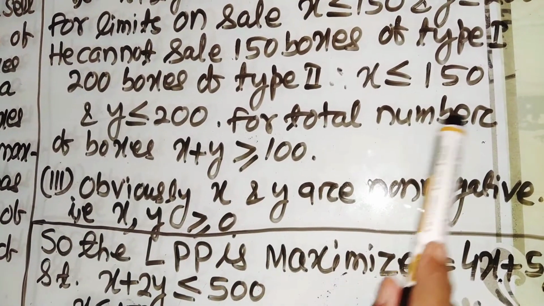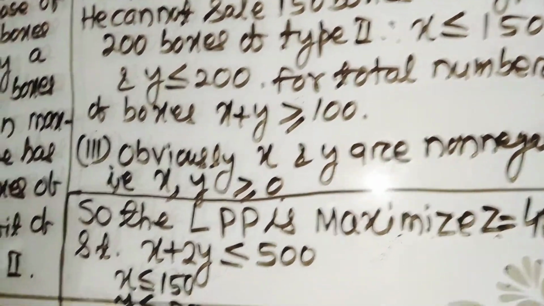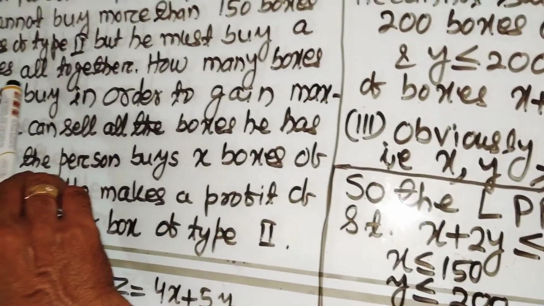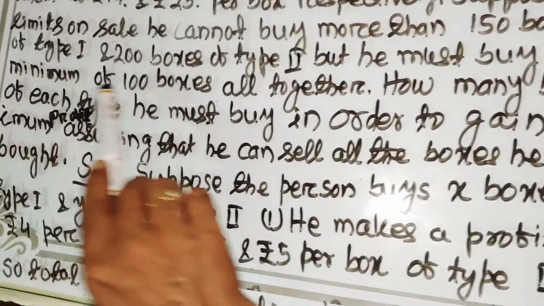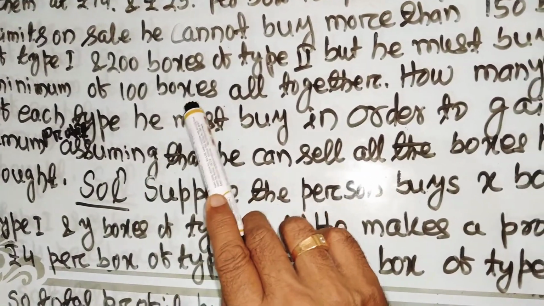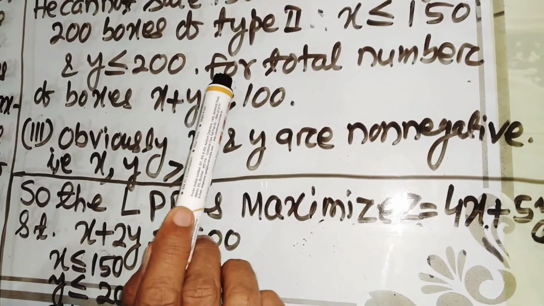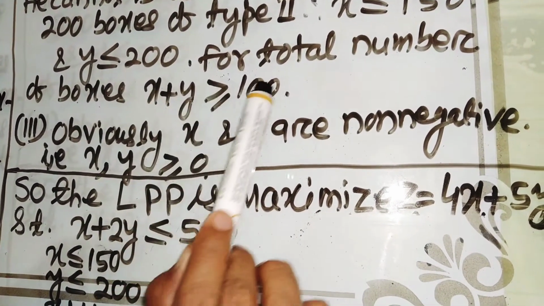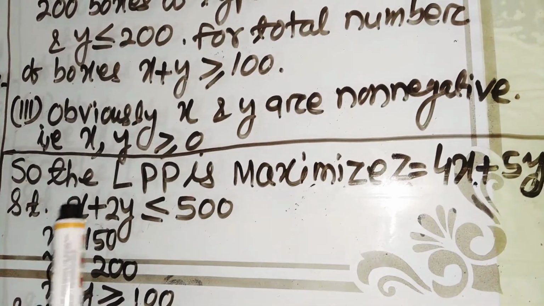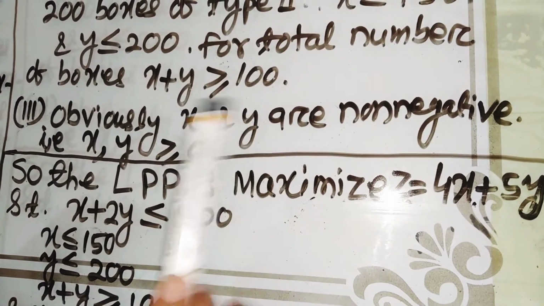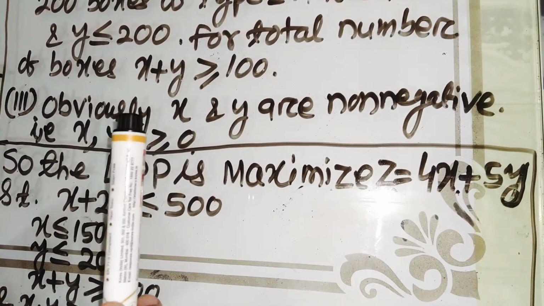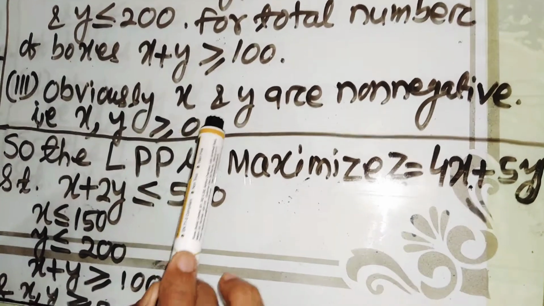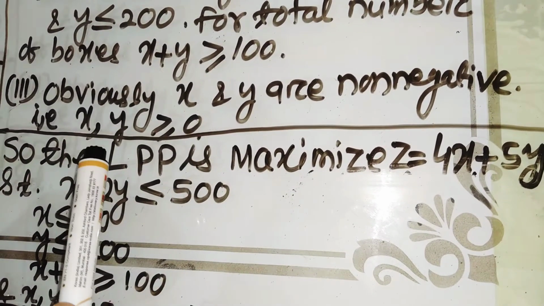For the total number of boxes, he must buy a minimum of 100 boxes altogether. So x plus y is greater than or equal to 100. Obviously, since x and y are numbers of boxes, they must be non-negative, that is x, y are greater than or equal to 0. They may be greater than 0 or in some cases equal to 0.